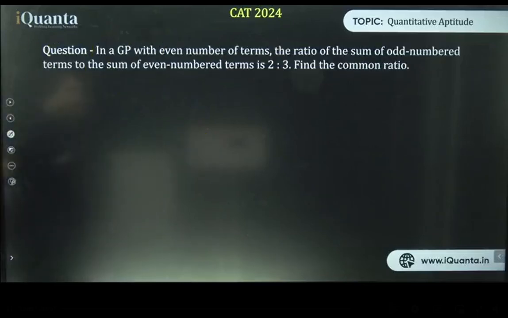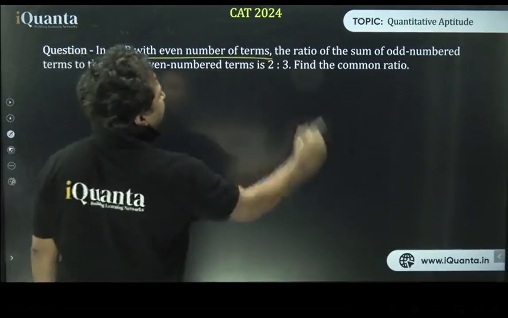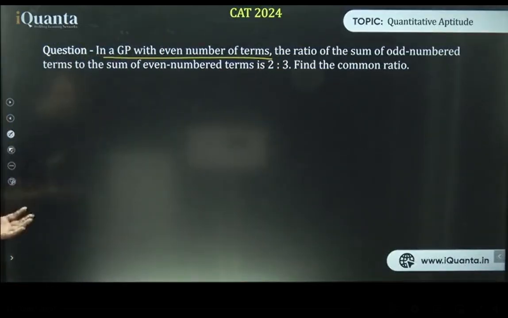Coming to the next question. In a GP with an even number of terms, the ratio of the sum of odd number terms to the sum of even number terms is 2 by 3. Find the common ratio. This is a better question. It's actually a question.